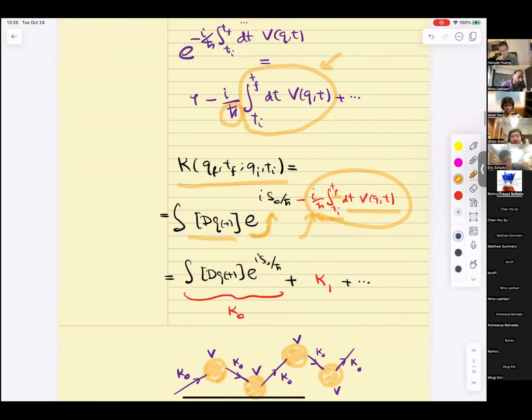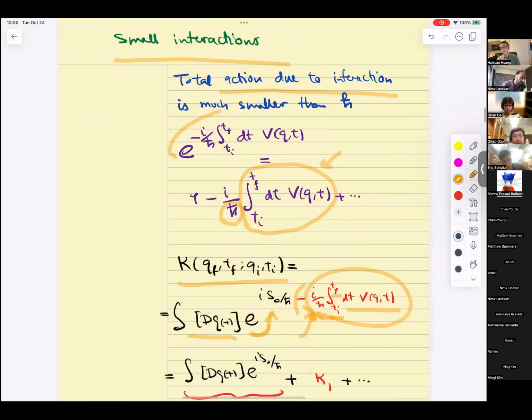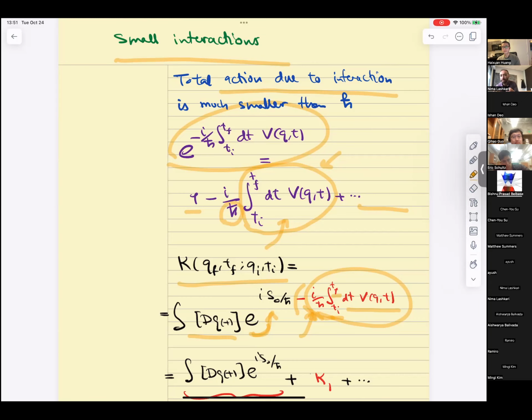So now, of course, what you can do is take this exponent and expand it because you assume that the exponent is small. You get 1 minus 1 over h bar integral from ti to tf dt V(q,t), plus higher order terms. Is the nature of the expansion clear? It's kind of a crazy assumption. It's a very, very weak interaction assumption. You should barely interact, right?